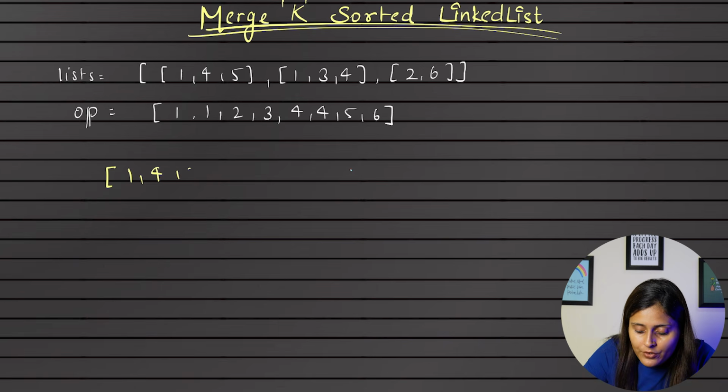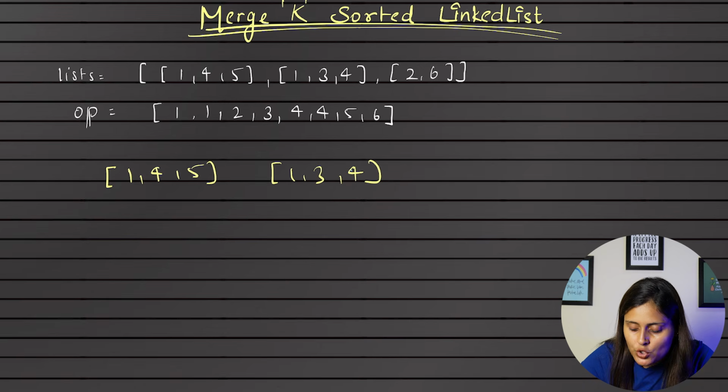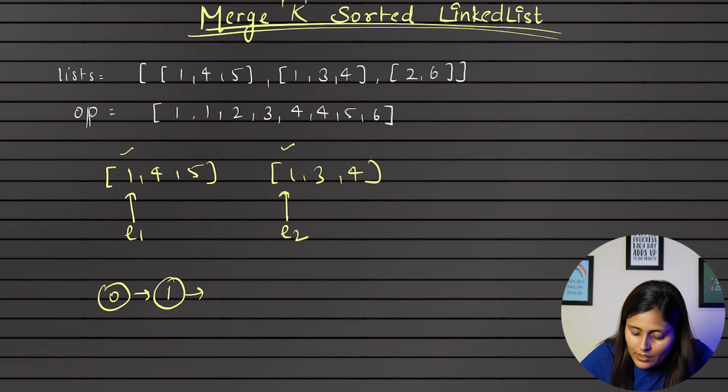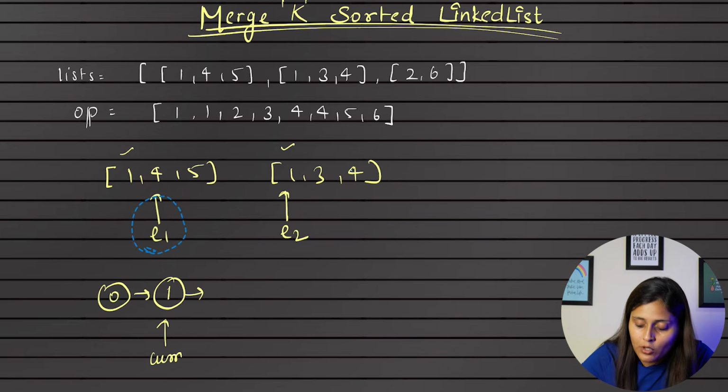First 1, 4, 5 and let's say 1, 3, 4. Let's consider these two we have to merge. We will start our L1 pointer and our L2 pointer, and let's make a dummy node. To its next, whichever is smaller, we will connect. Now we compare whether L1 is smaller or L2. It's equal, so let's consider L1. So L1 we will connect. Current will also move ahead, and as we have taken L1, L1 will also move ahead.